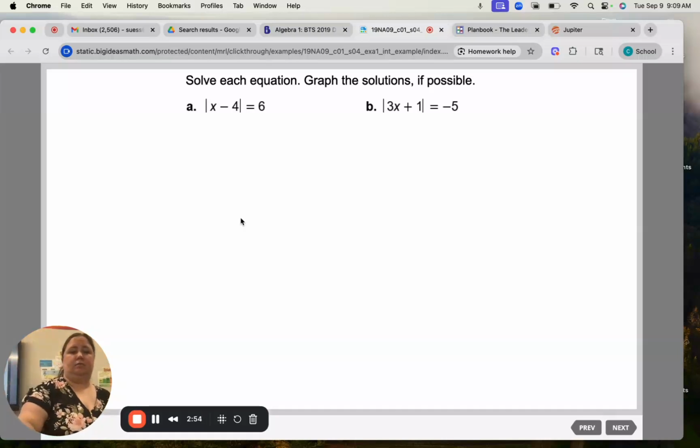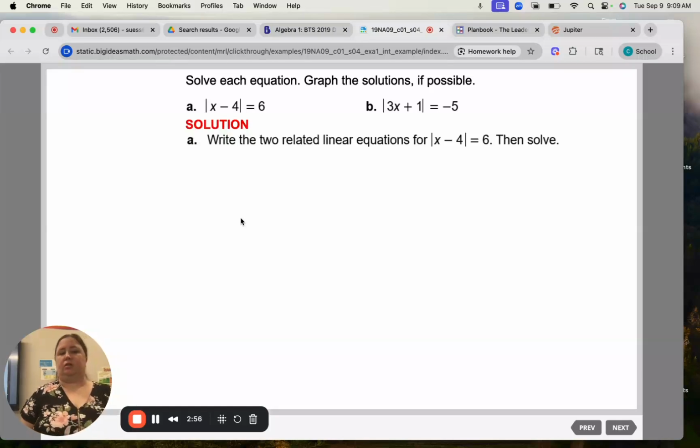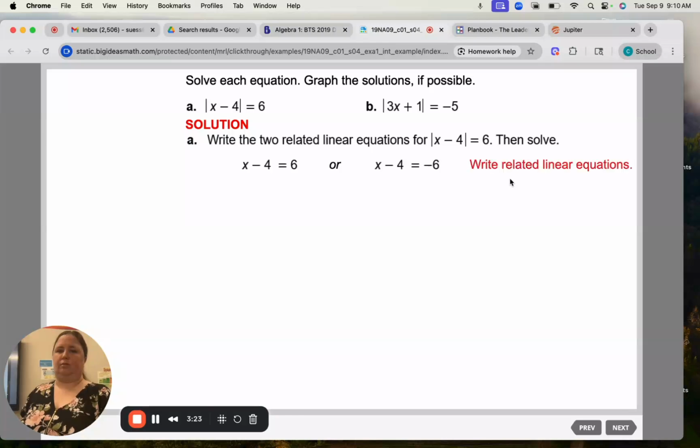So first we need to solve for A. We need to write 2 related linear equations. Why is there 2 possible answers? What do you think? Because whenever I analyze, isn't the answer the opposite? Yes, you could have both the opposite answers. So you could have the positive version or the negative version, but the absolute value makes them positive. So yes, you have to write it in 2 formats when you're solving this.